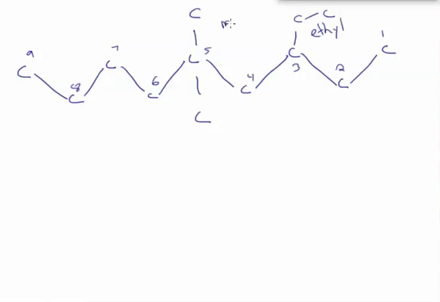So alphabetically, ethyl comes first. 3-ethyl-5,5-dimethylnonane. You tell where both of them are, no matter what, if they're on the same carbon or not.